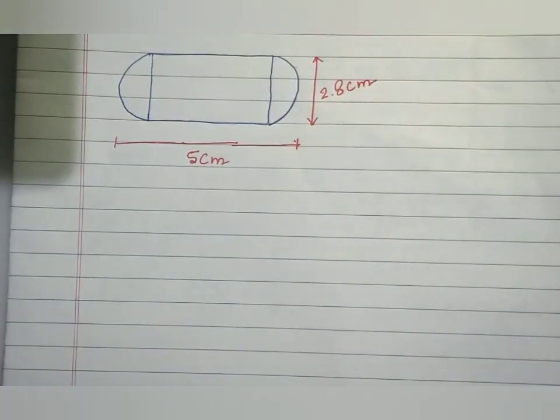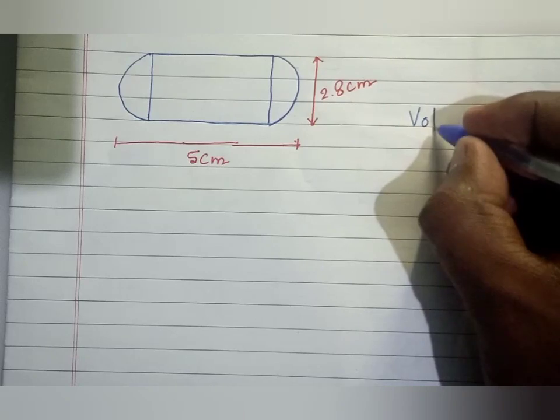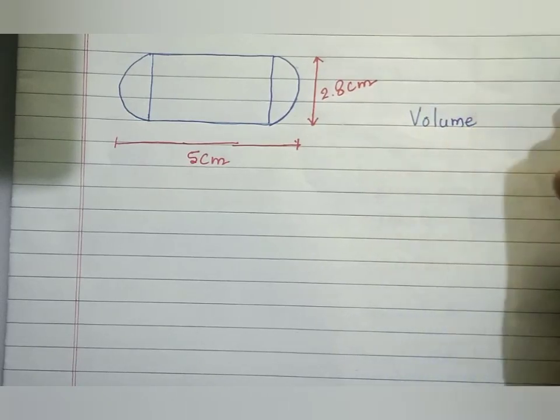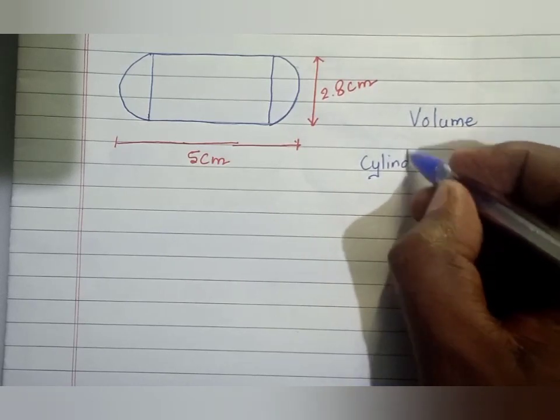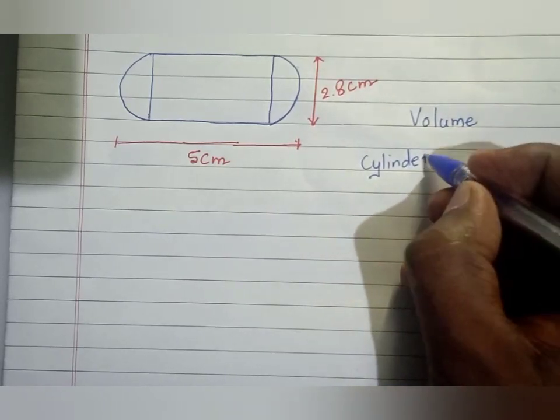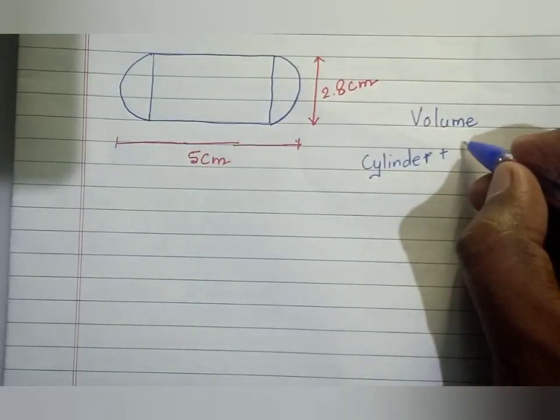Now here we need to find out the volume. So in the question directly, we need to find out the volume of the cylinder, then the hemisphere, and again another hemisphere.